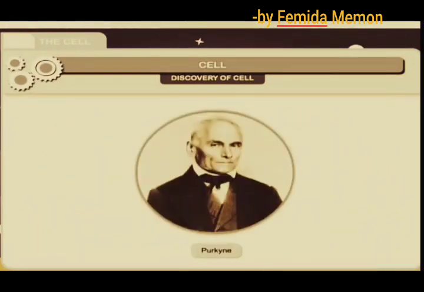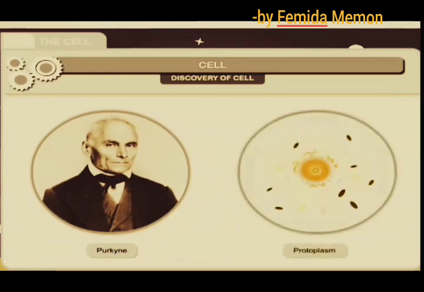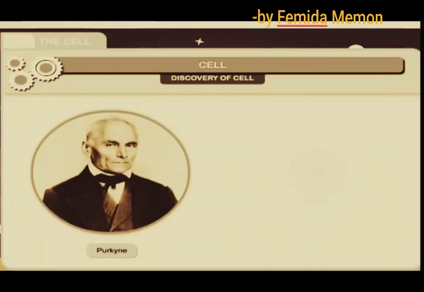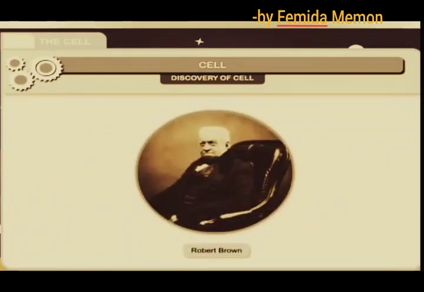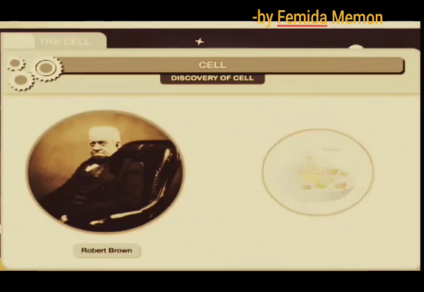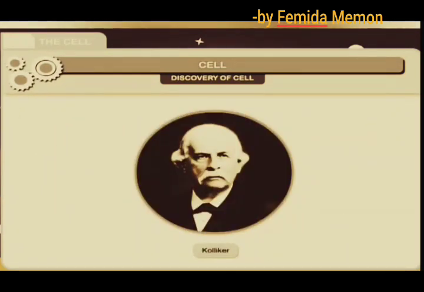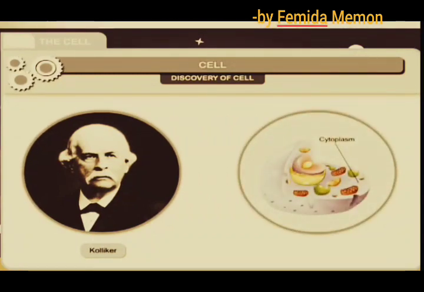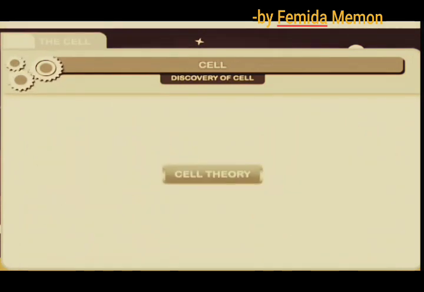Purkinje, in 1839, first proposed the term protoplasm for the jelly-like living substance of the cell. Robert Brown, 1831, observed a spherical body in the cell called nucleus. Kolliker, 1862, proposed the term cytoplasm for the living material surrounding the nucleus.